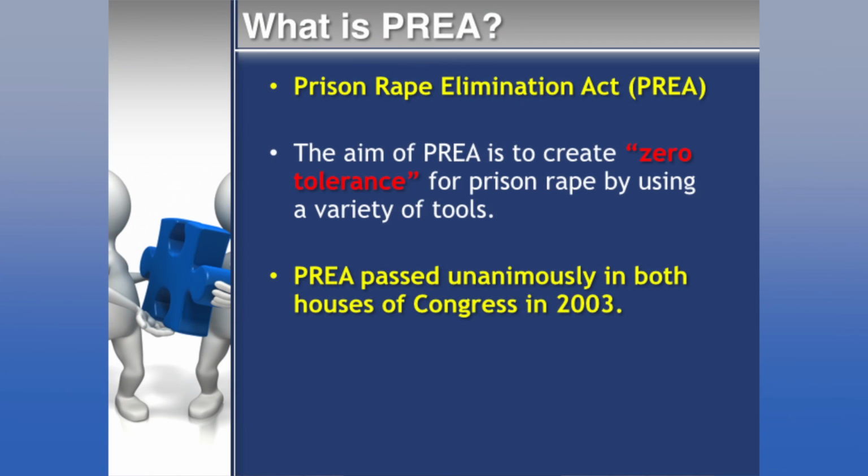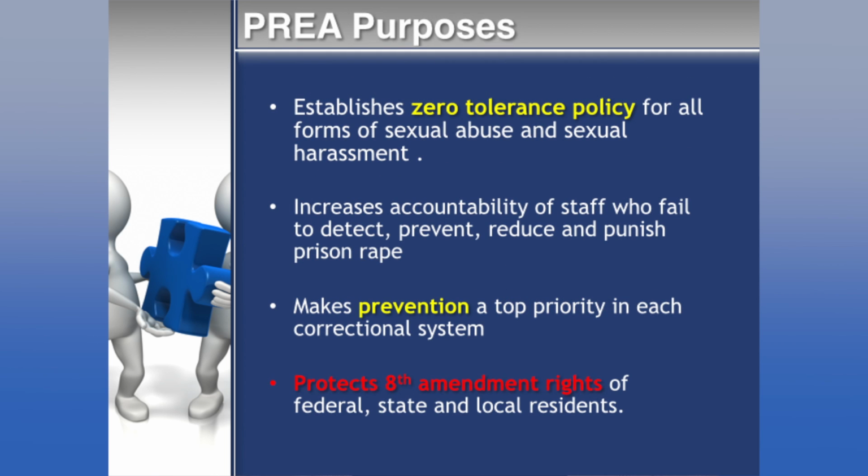So what is PREA? The Prison Rape Elimination Act was created to provide a zero tolerance for prison rape by using a variety of tools. It was passed by Congress in 2003. It establishes a zero tolerance policy for all forms of sexual abuse and sexual harassment. It increases accountability of staff who fail to detect, prevent, reduce and punish prison rape. PREA also makes prevention a top priority in each correctional system. And it protects Eighth Amendment rights of each federal, state, and local resident.